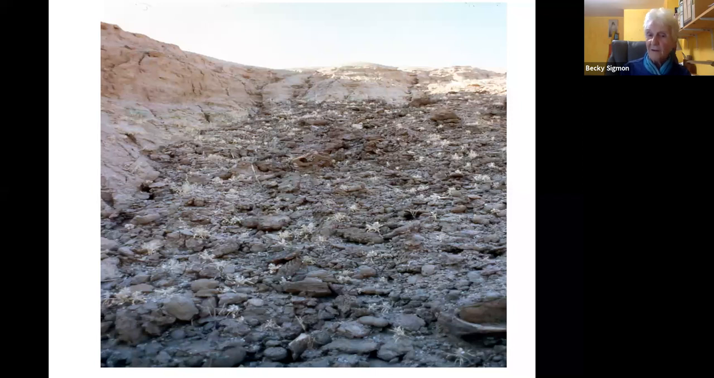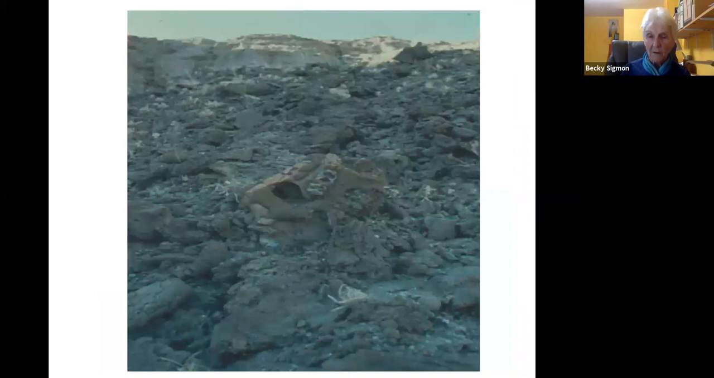But the next slide is a closer view of it, and I apologize for the darkness of it. What you see are molars that are erupting from a hippopotamus skull, which is turned upside down because it's rolled out of the sedimentary layer that it's found in.